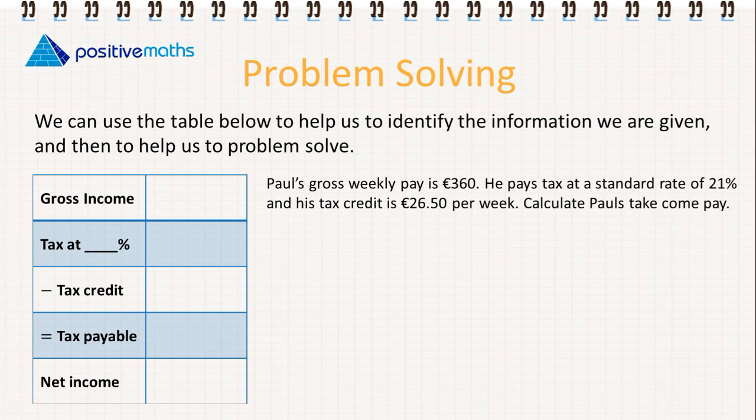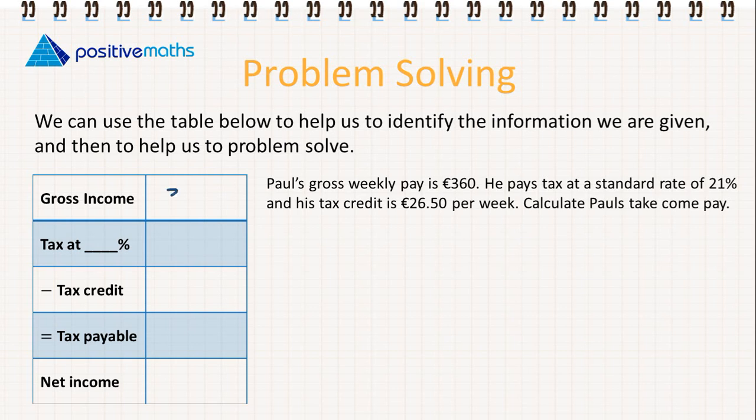So let's practice a problem and see how these different things work together. We can use the table below to help us identify the information we are given, and then to help us problem solve. Our question we'll read first. Paul's gross weekly pay is €360. He pays tax at a standard rate of 21%, and his tax credit is €26.50 per week. We need to calculate Paul's take-home pay. So we're going to use the table. If you find the table helpful, I recommend making a note of it and using it every time you have to do problems like this.